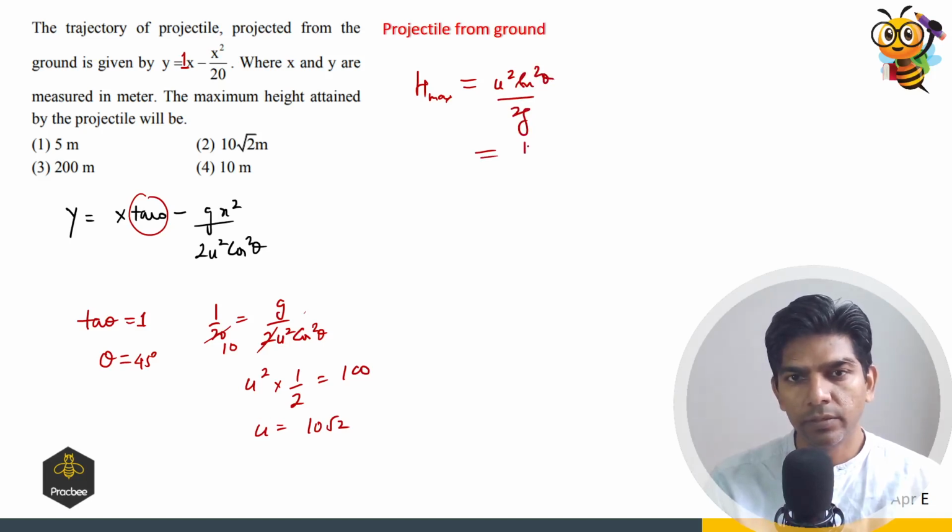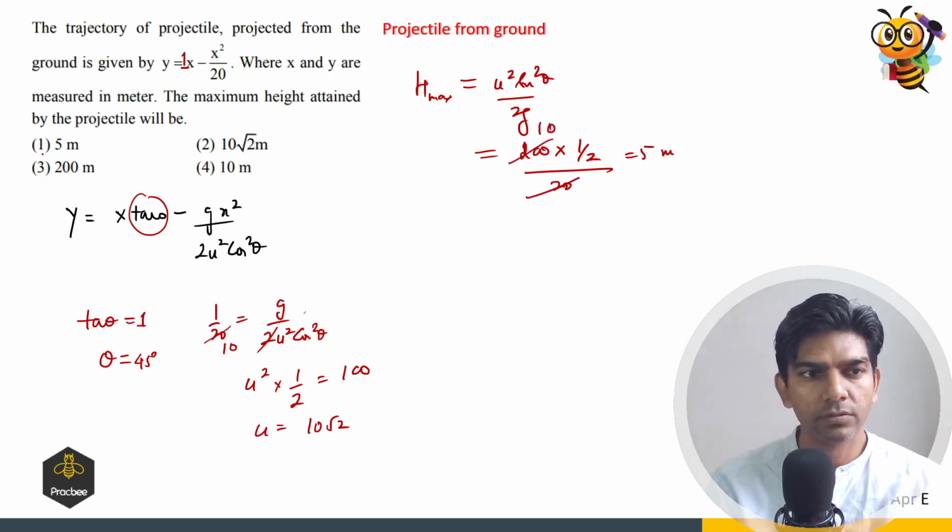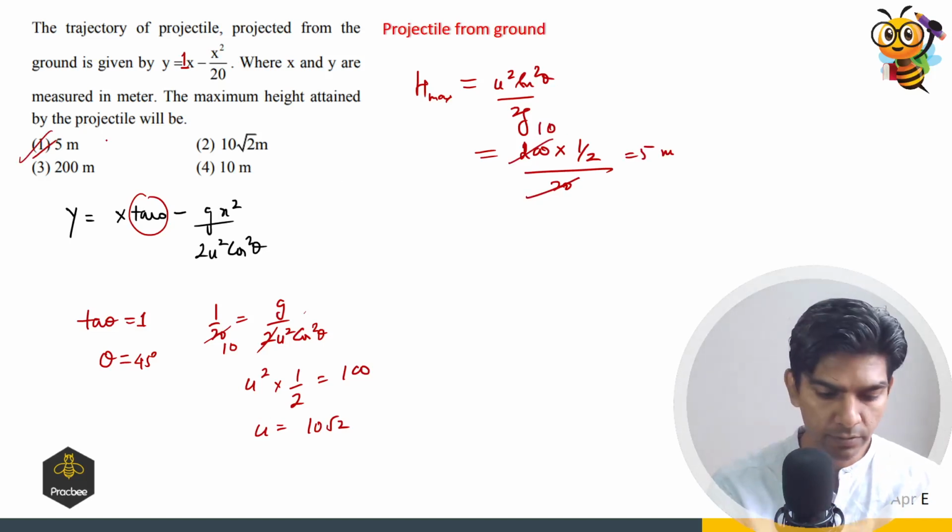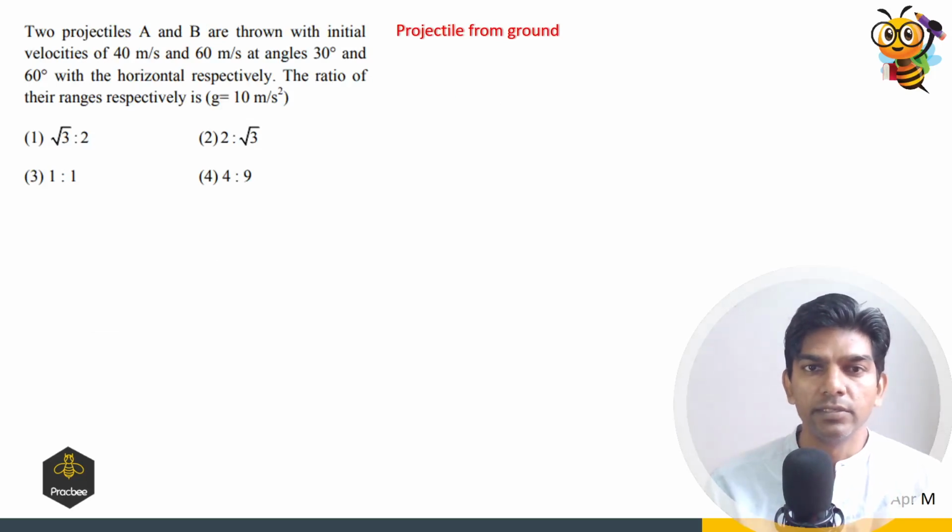So that will be 200 times 1 by 2 divided by 20. So that will be 10. So it comes out to be 5 meters. So option 1 is the right answer. Now let us see this question.